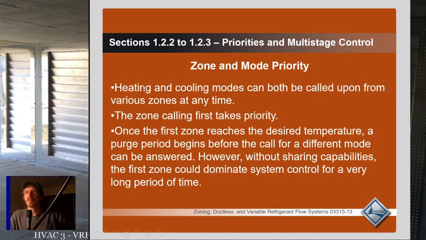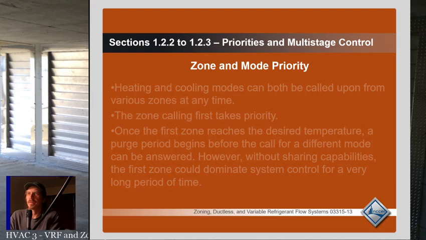Alright, zone and mode priority. Heating and cooling modes can both be called upon from various zones at any time. The zone calling first takes priority. Once the first zone reaches the desired temperature, a purge period begins before the call for a different mode can be answered. However, without sharing capabilities, the first zone could dominate system control for a very long period of time, which it should. Again, zoning is not an excuse to run heating and cooling at the same time to maintain a very tight temperature window in a house.